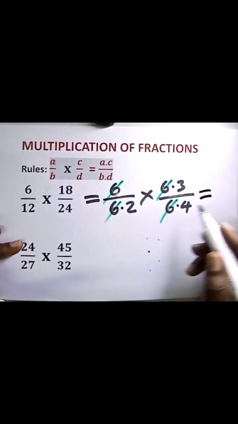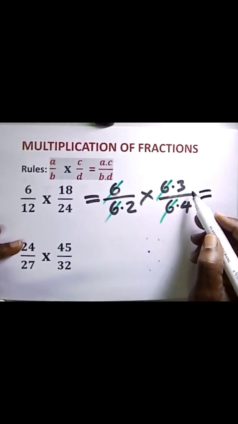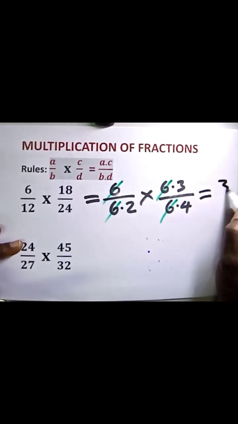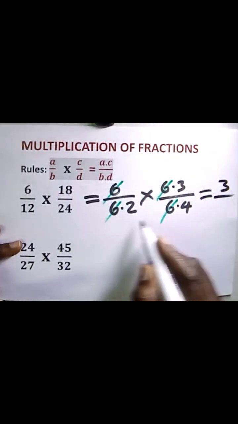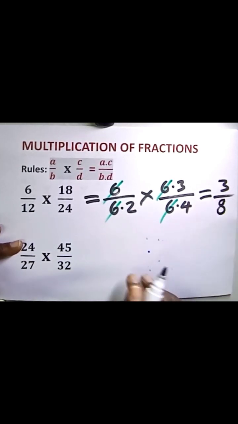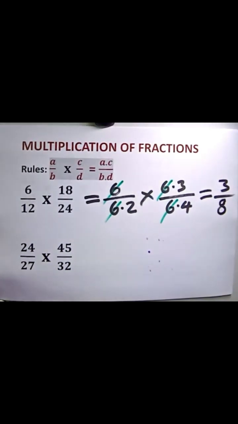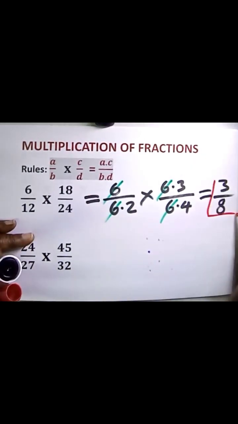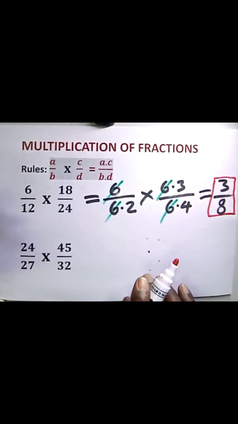What we have left in the numerator is 3, all over the denominator. 2 times 4 is 8. Can we reduce this further? The answer is no. So this is our answer, 3 over 8. It's pretty simple, isn't it?